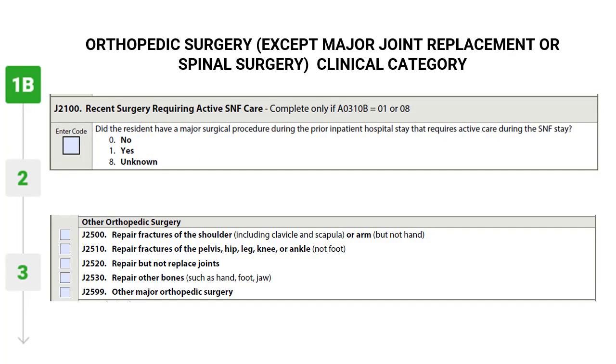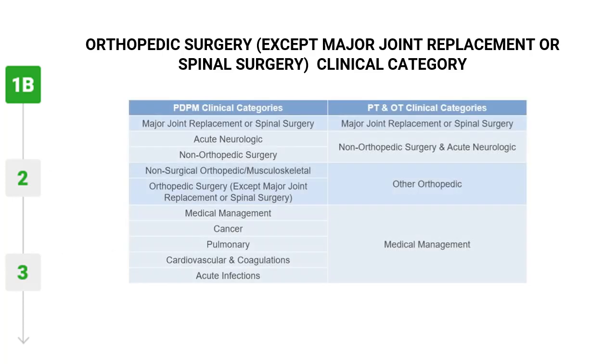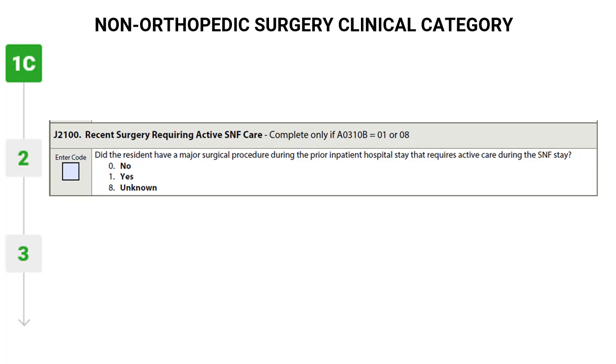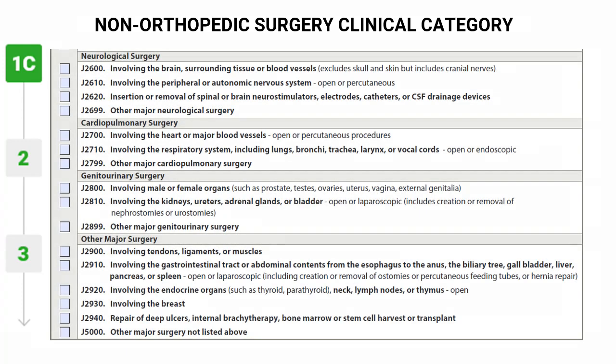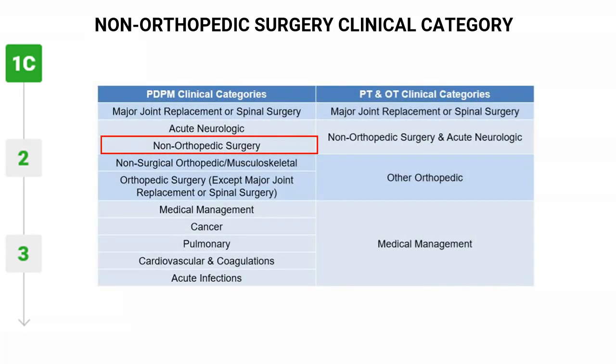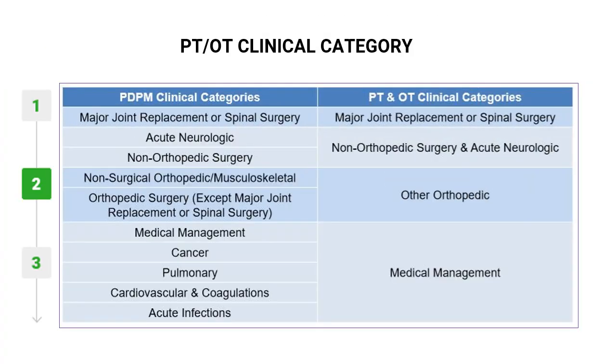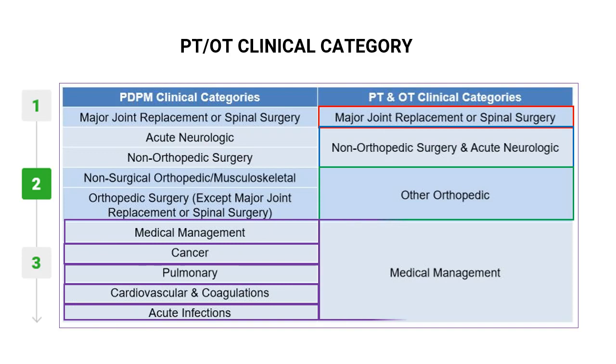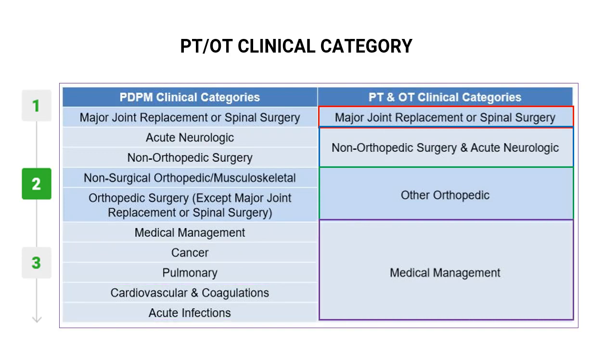If J2100 equals 1, and any of the following procedures were performed during the prior inpatient stay, then the patient is categorized into the orthopedic surgery, except major joint replacement or spinal surgery, clinical category. If J2100 equals 1, and any of the following procedures were performed during the prior inpatient stay, then the patient is categorized into the non-orthopedic surgery clinical category. Next, the patient will fall into one of 4 PT and OT clinical categories based on the final PDPM clinical category selected.